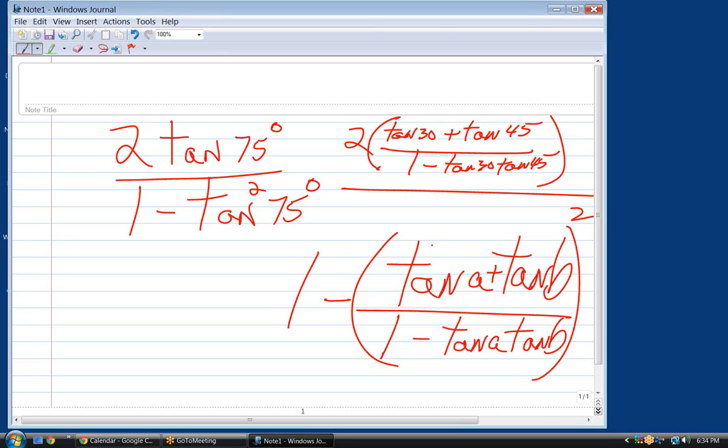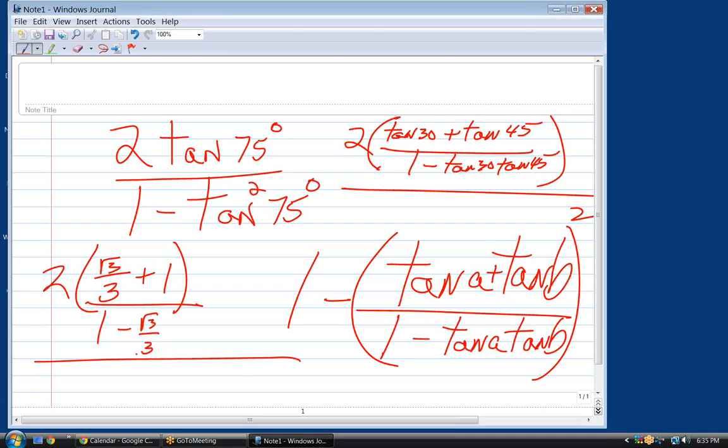What's the tangent? Remember, A is 30, so let's start substituting. So I'll write it over here. We got 2 times root 3 over 3 plus tan of 45, which is 1, over 1 minus, divided by 1 minus root 3 over 3 times 1. So that's the numerator. And the denominator is 1 minus this whole numerator squared.